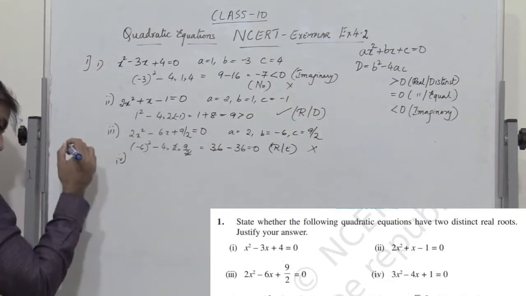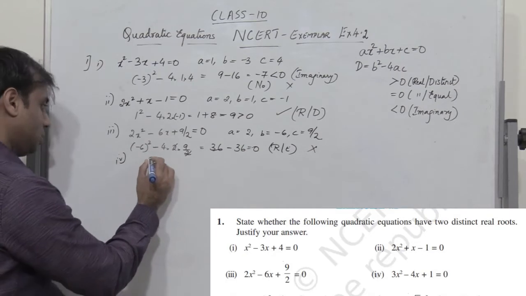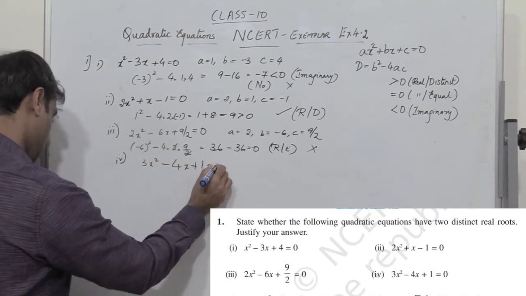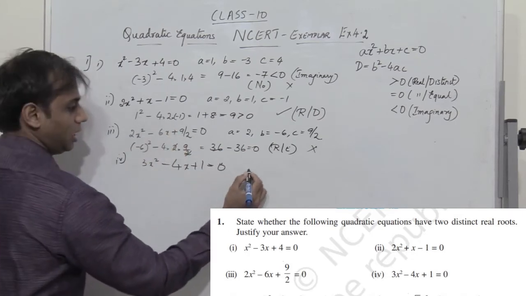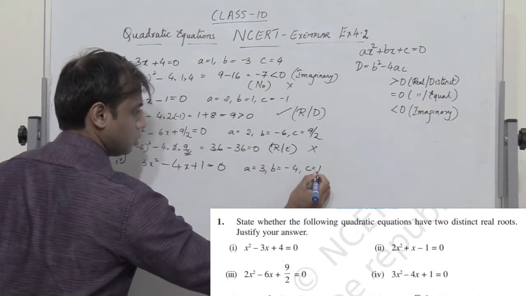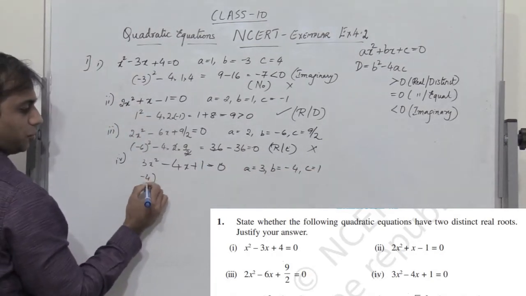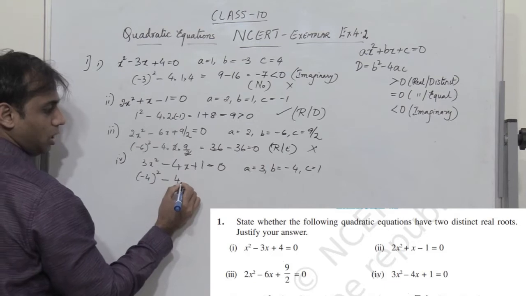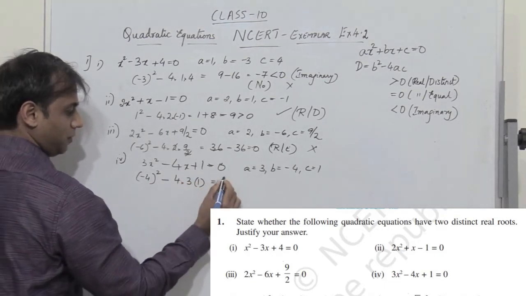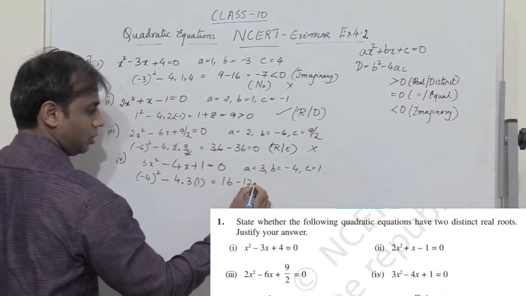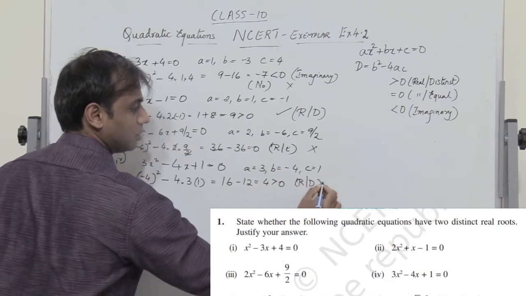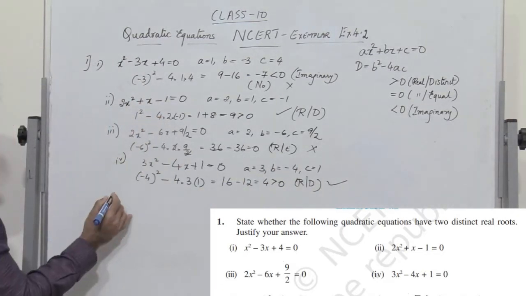Fourth one, 3x square minus 4x plus 1 equals 0. So again a equals 3, b equals minus 4, c equals 1. So b square is minus 4 square minus 4 into 3 into c is 1. So you have 16 minus 12, which is 4 greater than 0. So it is real and distinct. Right, so I put a tick mark here.